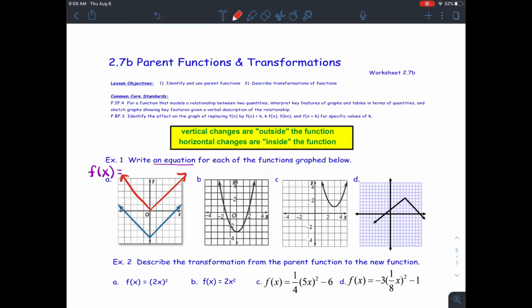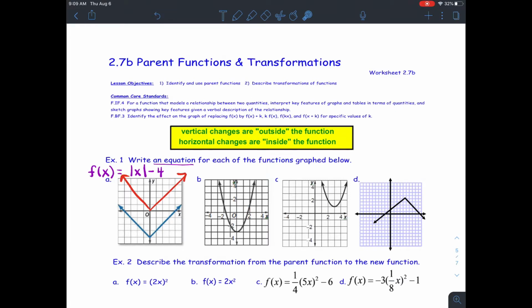But I know that typically the parent graph has the vertex sitting directly on the origin, and this one looks like it's been shifted down 4 units. So if I want to show a shift down 4 units, remember down would be a vertical change, so I need to go on the outside of those absolute value bars and simply subtract 4. Okay, if I were to do that, that would create this graph that we see pictured here.